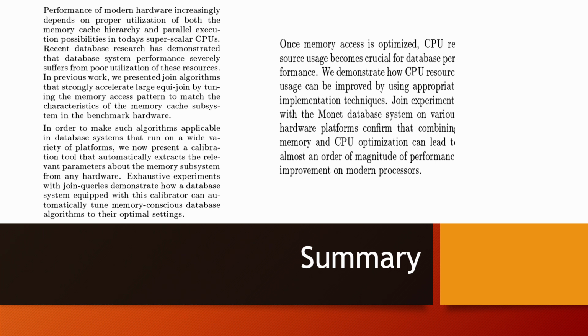Exhaustive experiments with join queries demonstrate how a database system equipped with these calibrators can automatically tune memory-conscious database algorithms to their optimal settings. Once memory is optimized, CPU resource usage becomes crucial for database performance. The paper demonstrates how CPU resource usage can be improved by using appropriate implementation techniques. Join experiments with the modern database system on various hardware platforms confirm that combining CPU and memory optimization can lead to almost an order of magnitude performance improvement on modern processors.